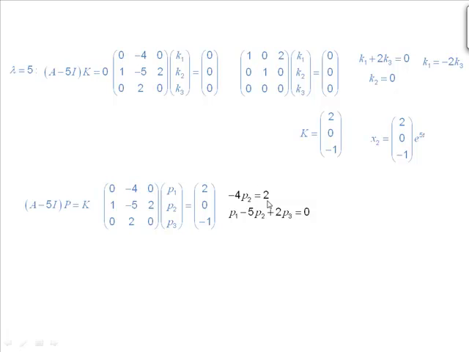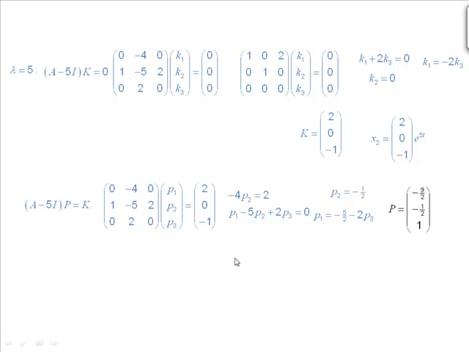So knowing that -4p2 is 2, that tells us that p2 is -1/2. And if p2 is -1/2, then -5 times -1/2 is 5/2. And I can solve for p1 by bringing across the 5/2, which makes it negative, and by bringing the 2p3 across the equal sign. And then I'm going to choose a value for p3. Choose 1. That'll give me negative 2, which is the same as negative 4 halves, plus negative 5 halves. Gives me p1 is negative 9 halves.